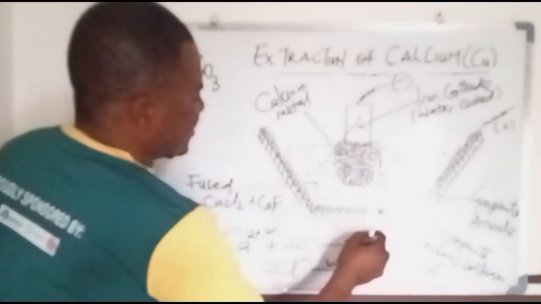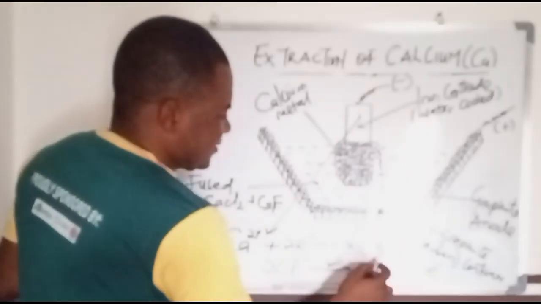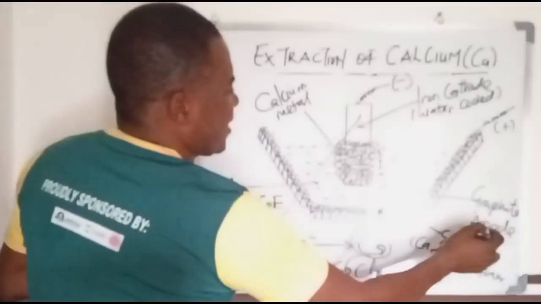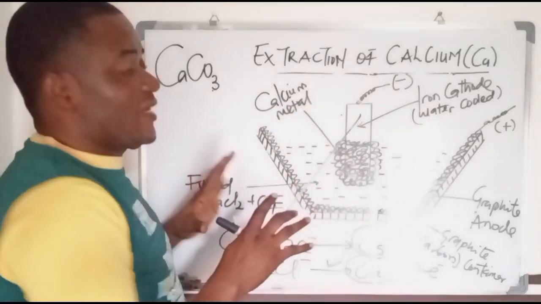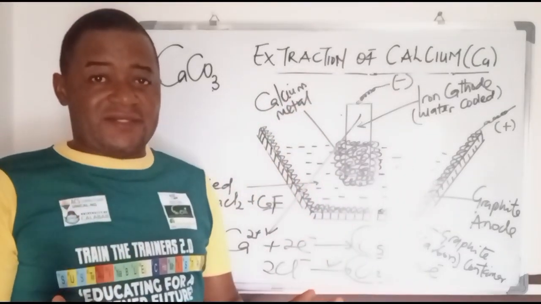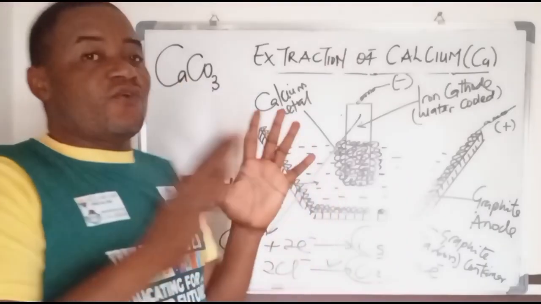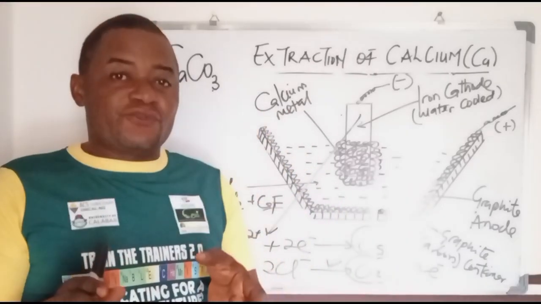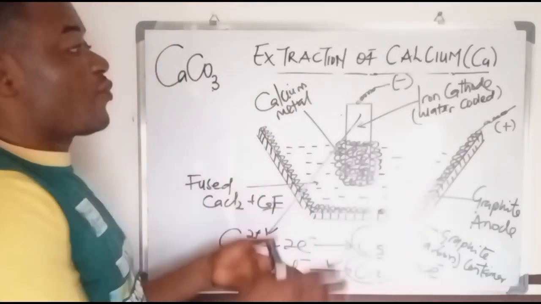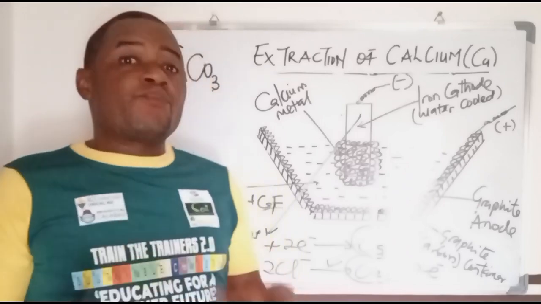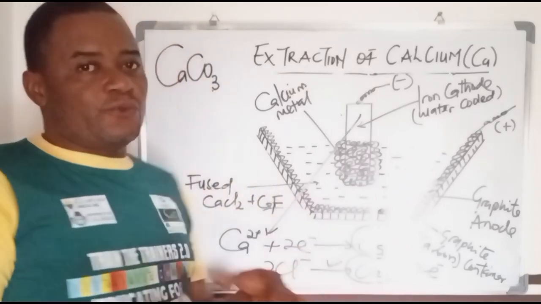So calcium metal is formed at the cathode through a reduction process, and chlorine gas is formed at the anode through an oxidation process, and the entire process is an electrolytic process. So the process that gives rise to the extraction of calcium metal is the process of electrolysis. And usually this process gives rise to about 99.8% purity of calcium metal.